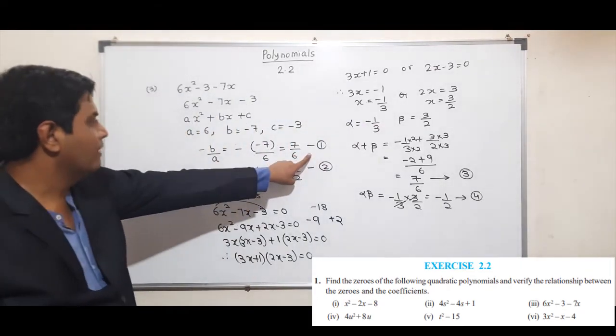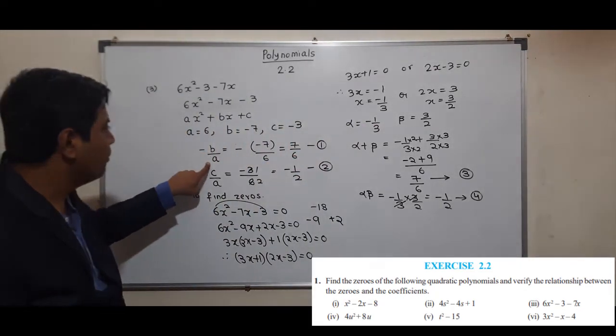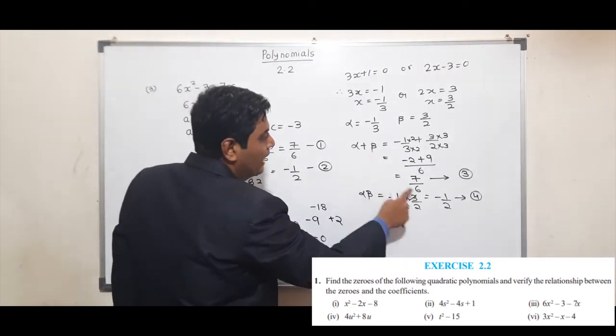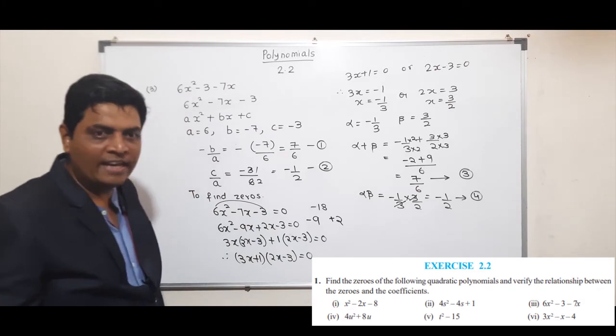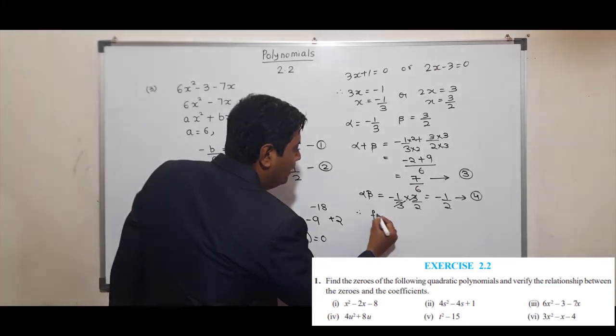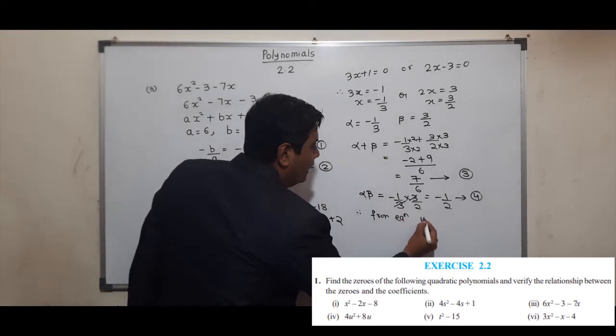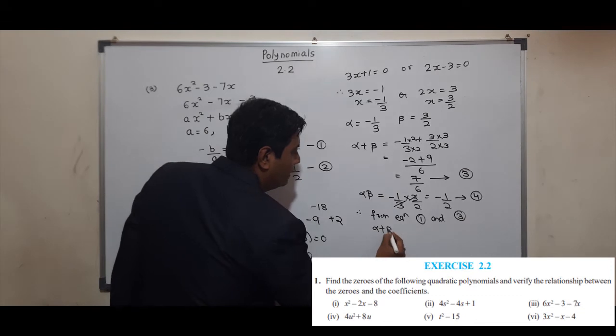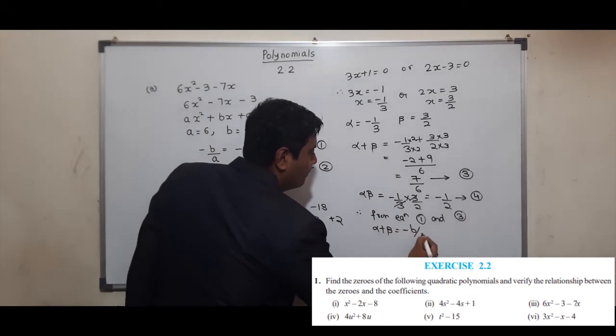Now look at equation 1. What is minus b upon a? 7 upon 6. And what is equation 3? Alpha plus beta is also 7 upon 6. So can I say alpha plus beta is minus b upon a? So therefore from equation 1 and 3, I can say alpha plus beta is equal to minus b upon a.